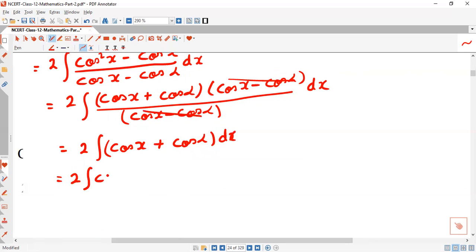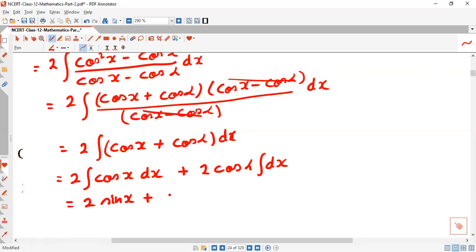2 times cos x dx plus cos alpha, which is a constant because alpha is a constant, so nothing variable x is there. 2 cos alpha constant taken outside, integration of dx. So integration now we do: 2 sin x plus 2 cos alpha into x plus some constant c. This is the answer of this question.